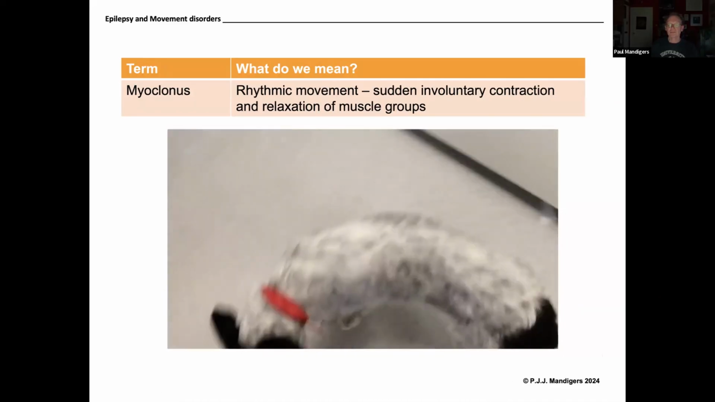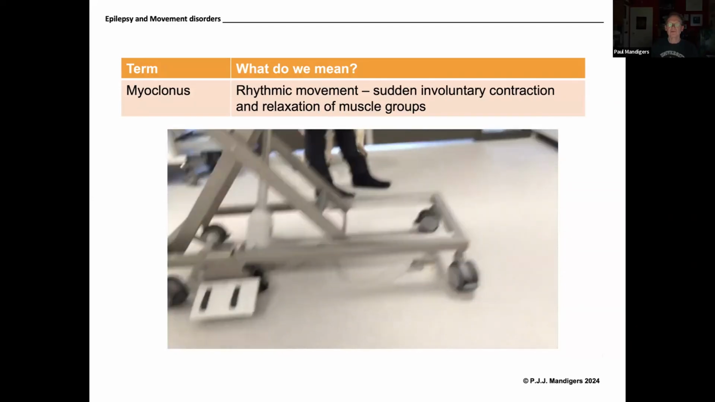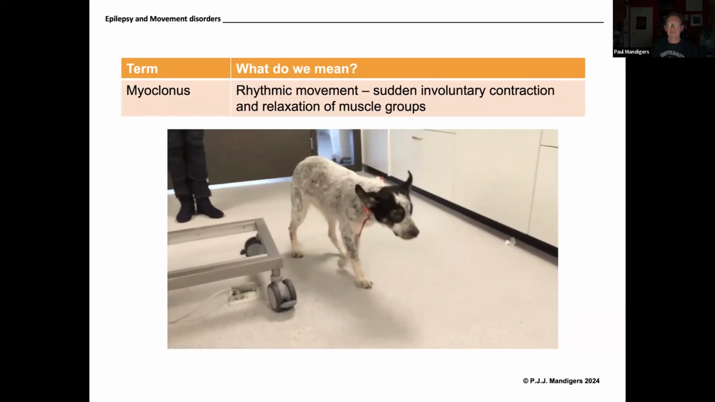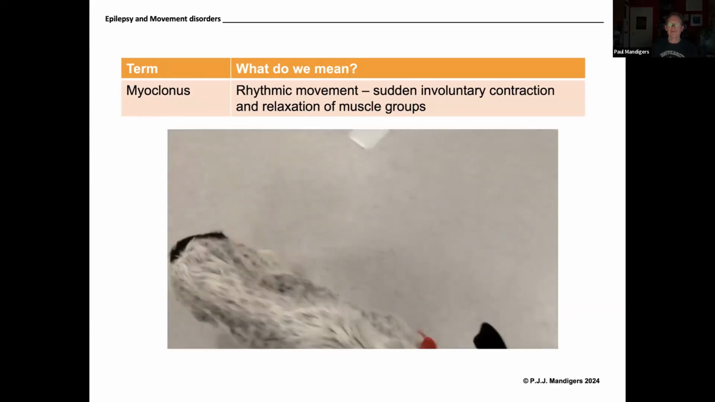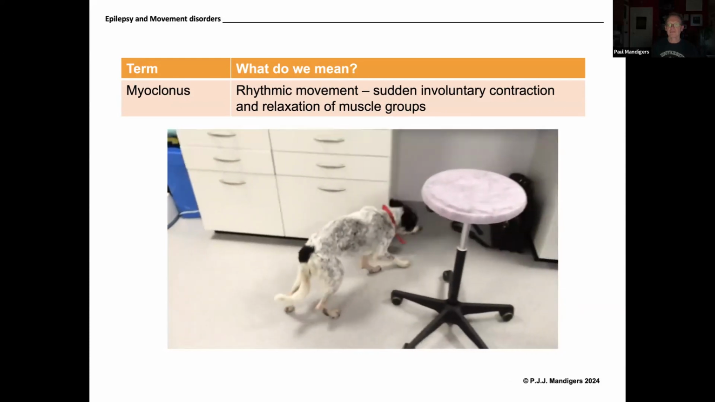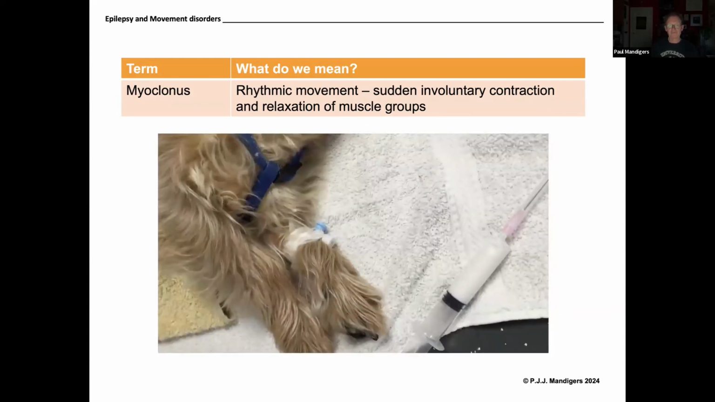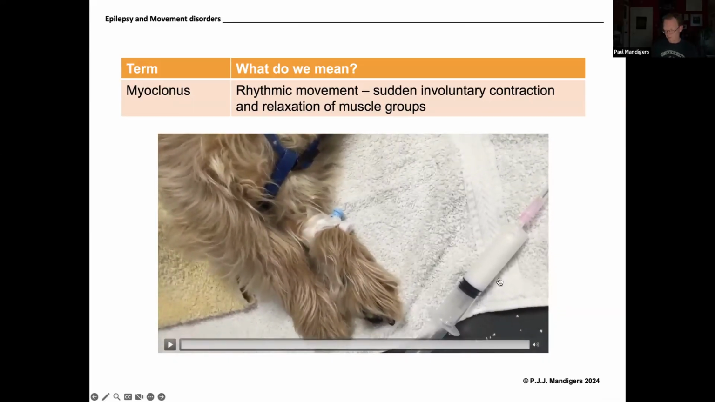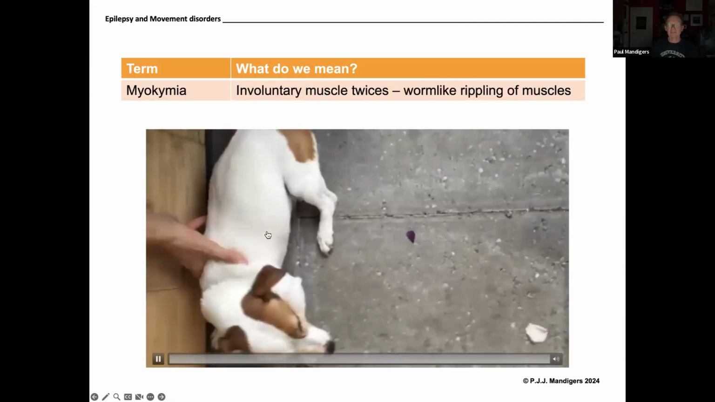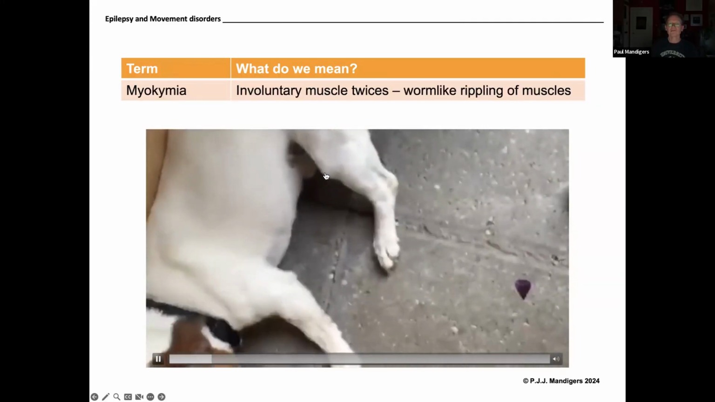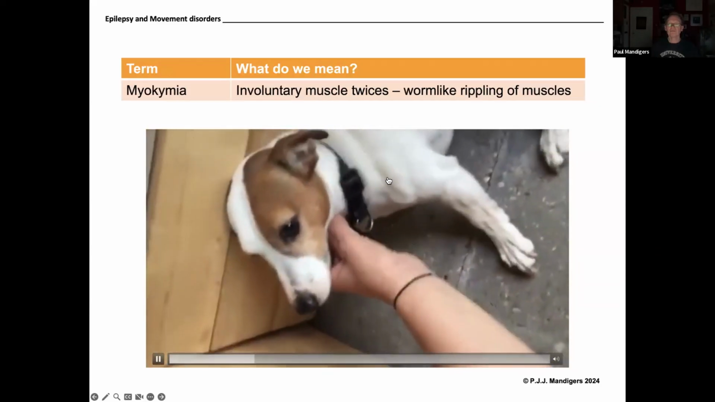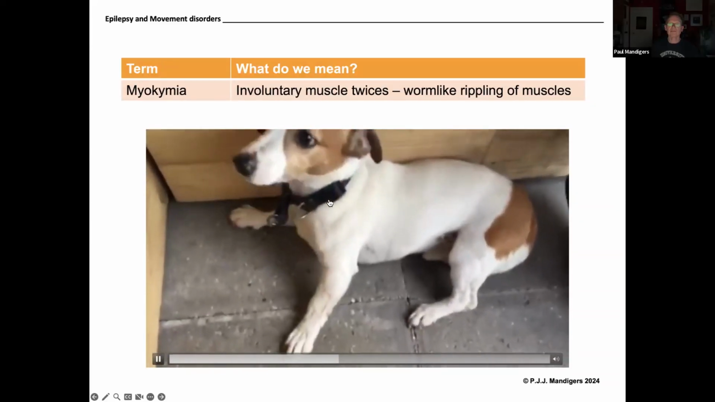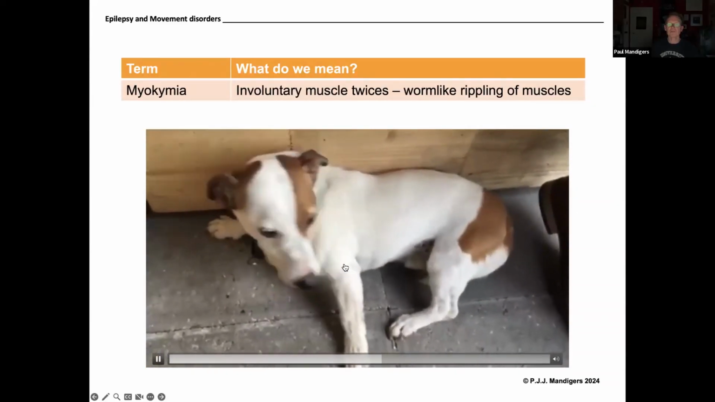And myo means muscle in Greek, and clonus means, of course, that you have a sudden contraction. So this is a myoclonal way of walking, and due to distemper, in this case. And you can develop a myoclonus due to propofol use. It's also a very big differential diagnosis. And this is, for instance, myokymia, and that's a sort of rippling. So if you look at these muscles here in this Jack Russell Terrier, then you can see that there is actually a sort of rippling of these muscle groups under his skin.